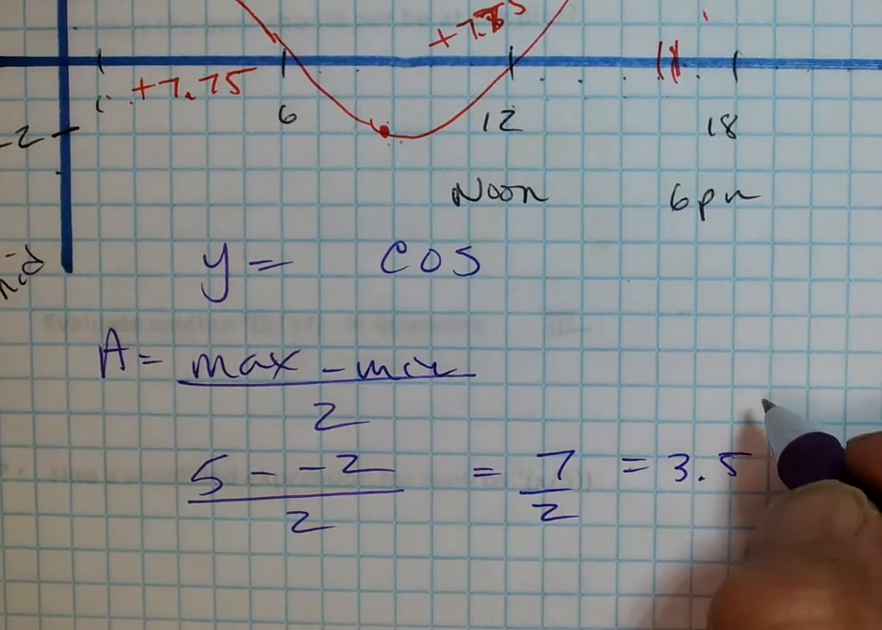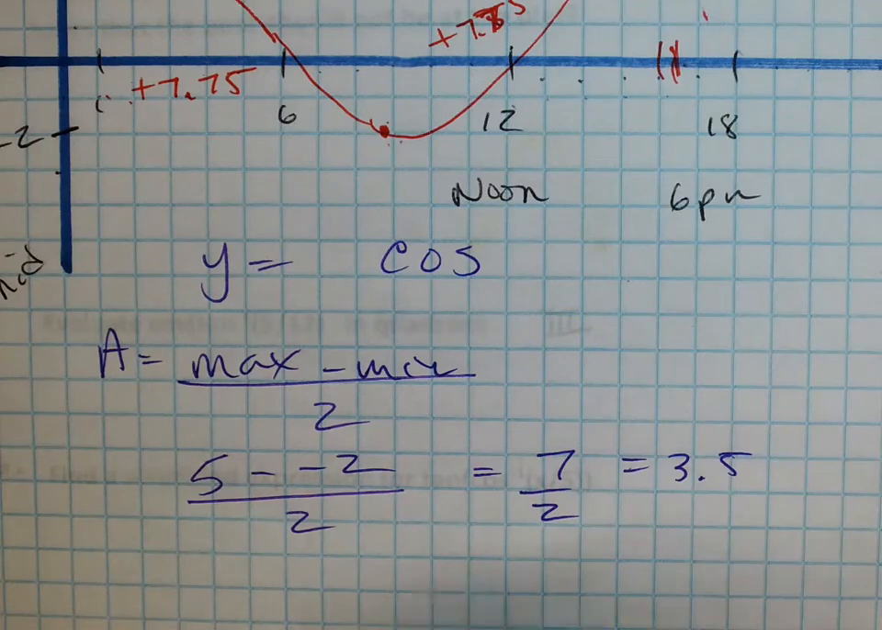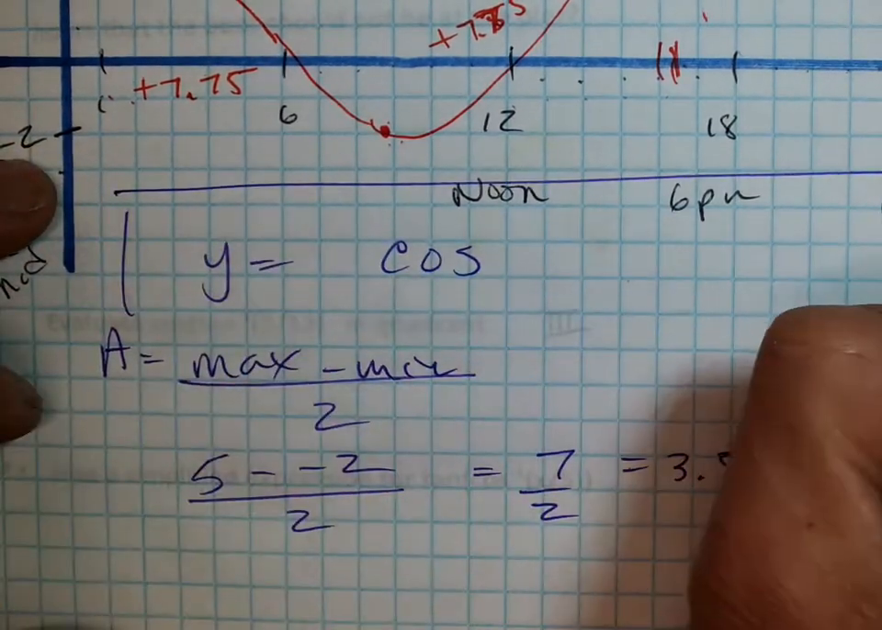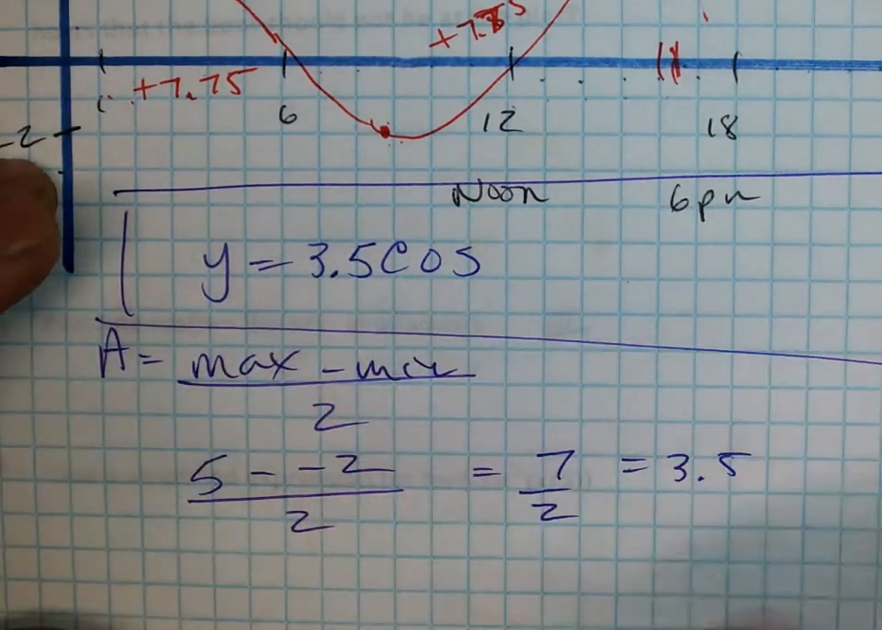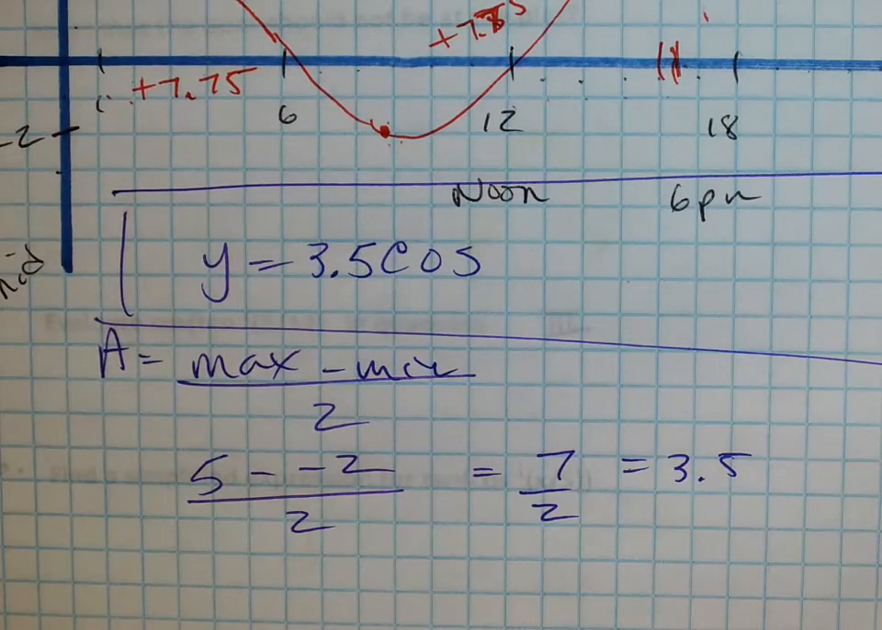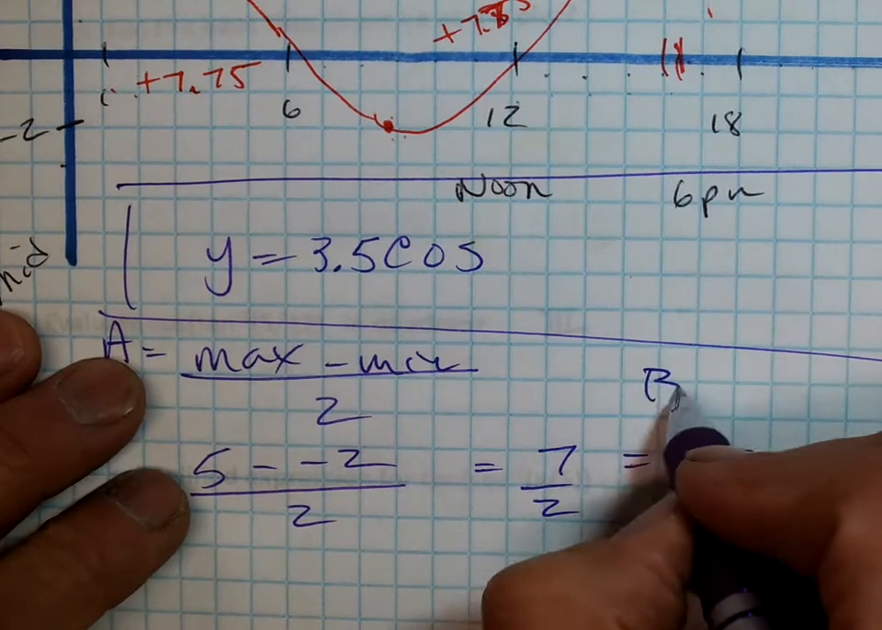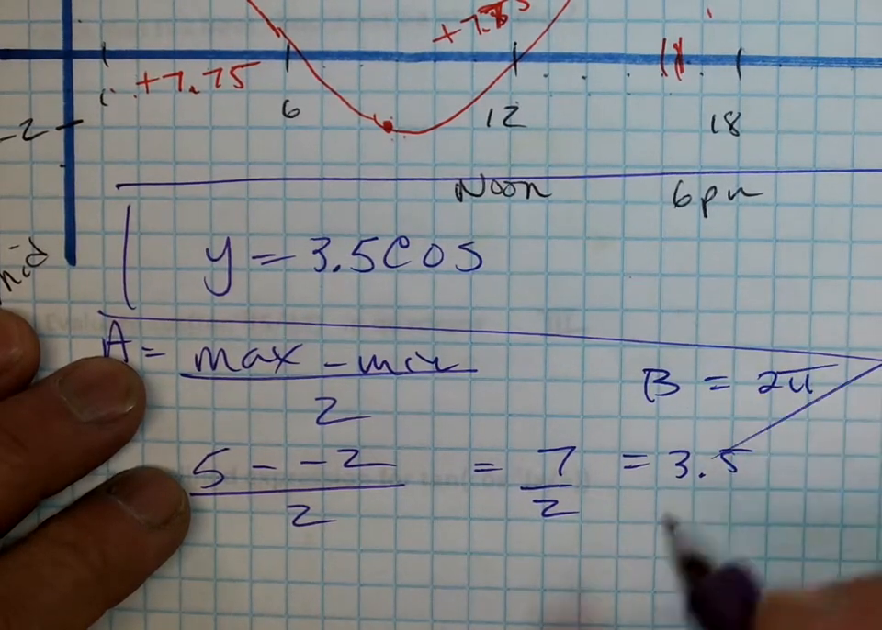So my tide goes up 3.5, down 3.5. So here's my equation. Starting to form my equation right now. y equals 3.5 cosine. Now we also need to know the frequency. So B is 2 pi divided by the curve width.